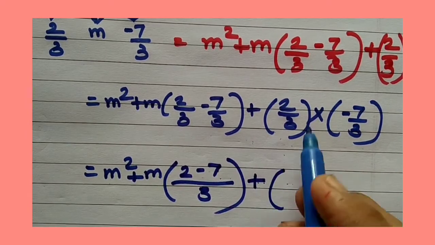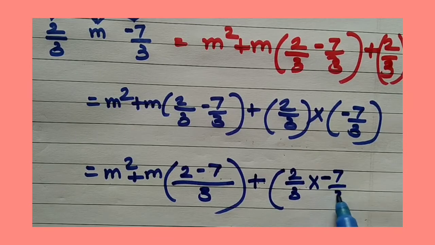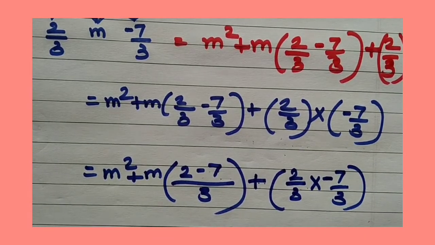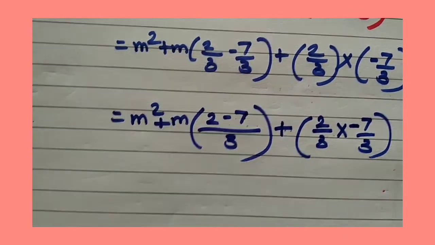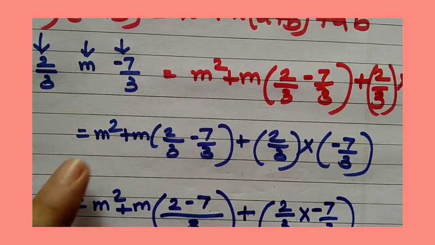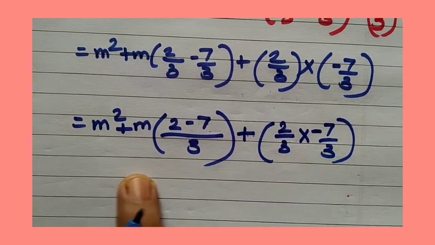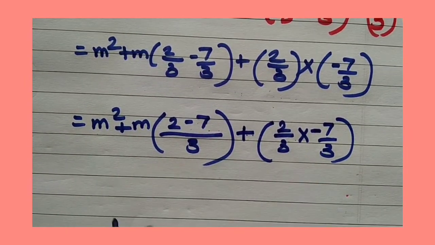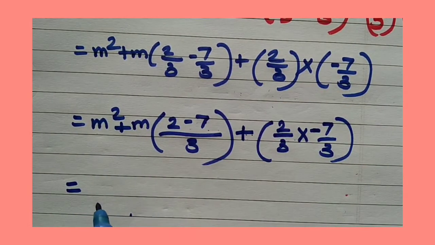Plus, let us put this into a bracket. 2 upon 3 multiplied by, we will make a single bracket. Now again we will open the bracket. Now see here, directly after this step you can come to the step which I am doing. Why am I doing this in-between step? Because it will be easier for you to understand. But when you become very good at doing the sums, after this step you can do it directly.